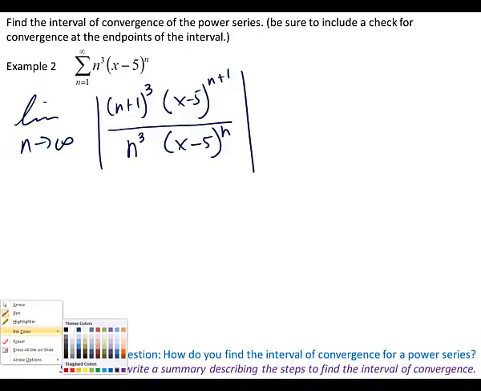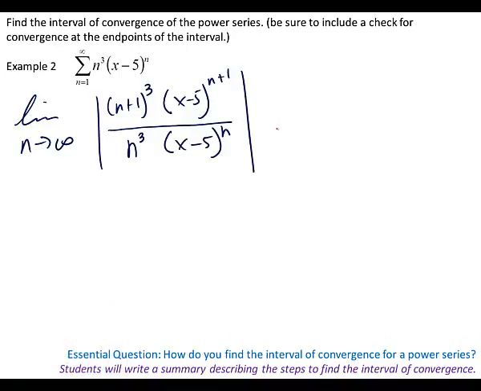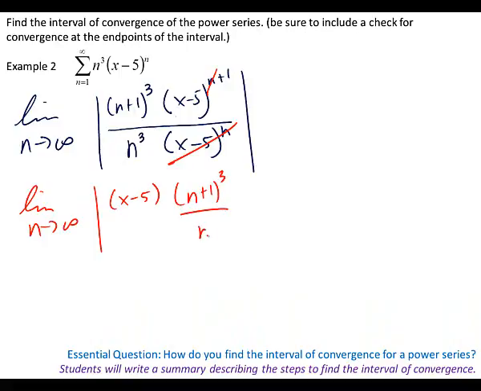Alright, let's talk about what could possibly cancel here. These are the same base, right? So doesn't that go away and this whole thing go away? So I'm just left with the x minus 5. So we've got the limit as n approaches infinity. I'm going to go ahead and throw the x minus 5 up front, no particular reason. N plus 1 cubed over n cubed.